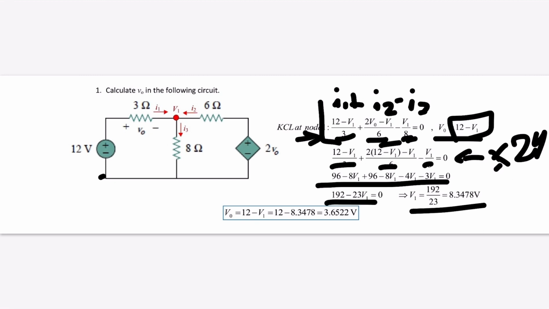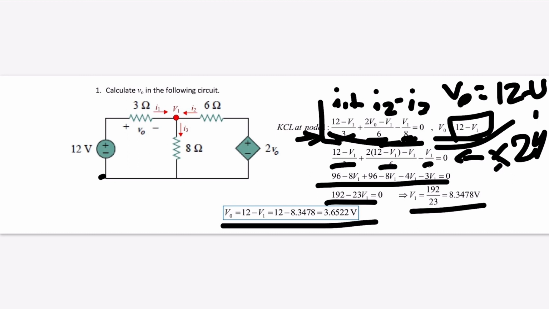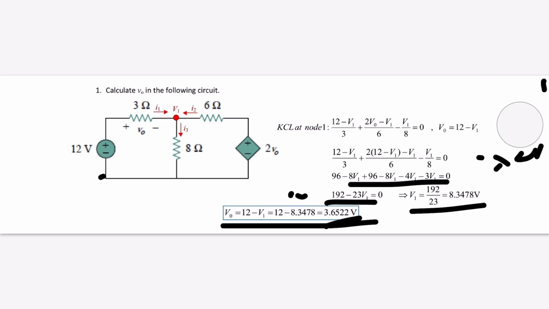From the relation V0 equals 12 minus V1, we can solve this equation now that we found the value of V1. We replace the value of V1 here and find the value of V0. We have concluded our question.